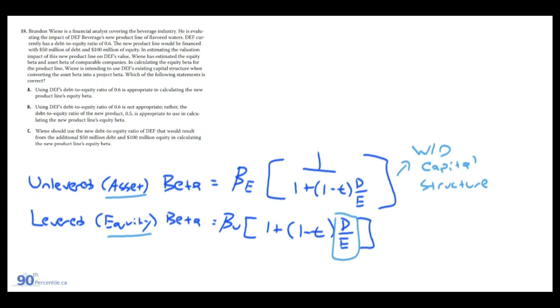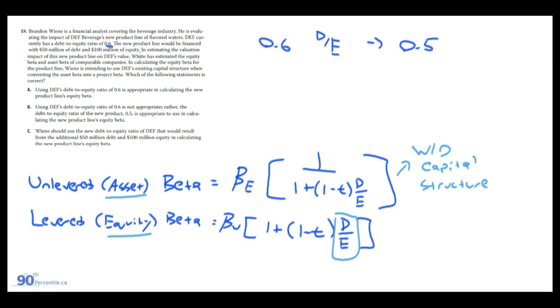Okay, so we can jump back into the question now. Brandon is a financial analyst covering the beverage industry. He's evaluating the impact of this company's new product line of flavored waters. They recently had a debt to equity ratio of 0.6. The new product line will be financed with 50 million debt and 100 million equity. So that's actually a new ratio of 50 over 100, so 0.5, right?